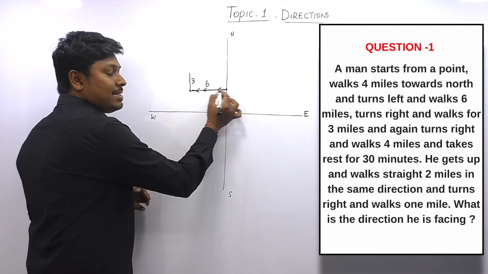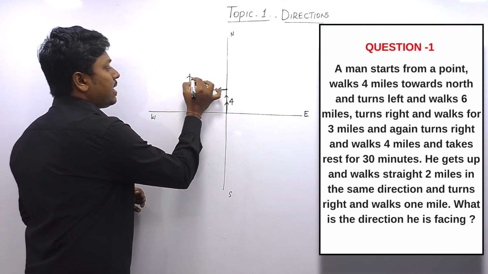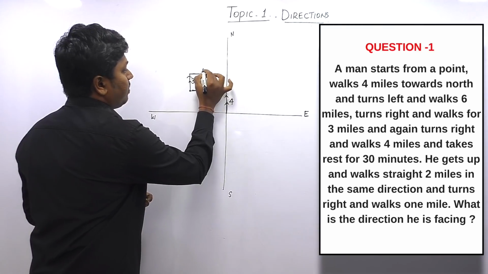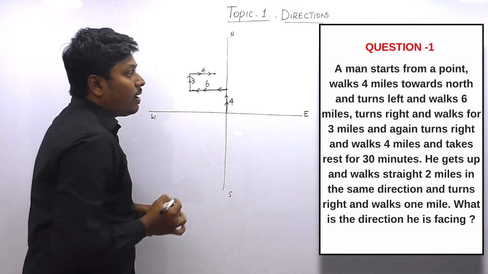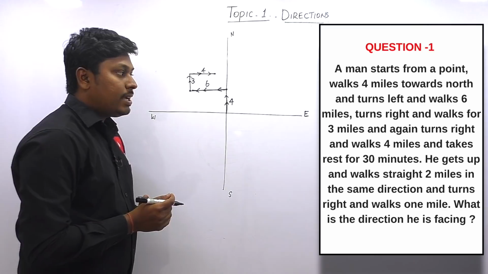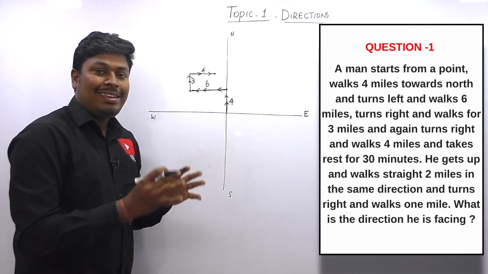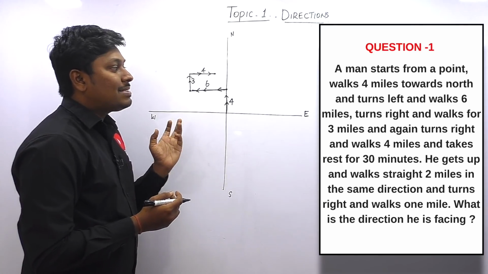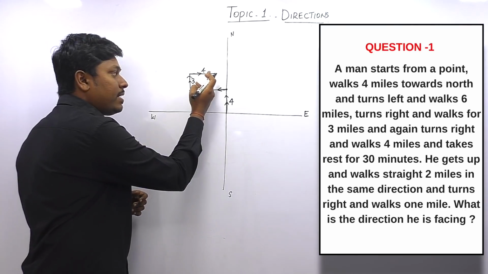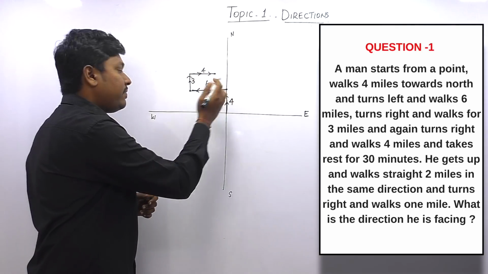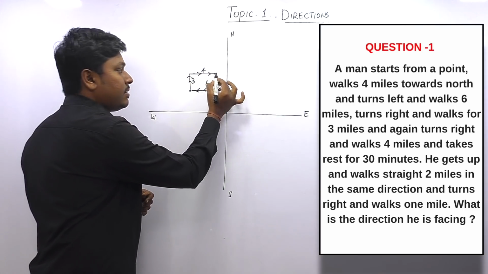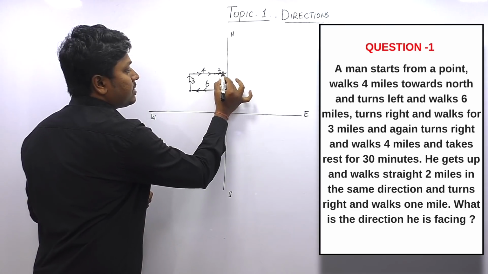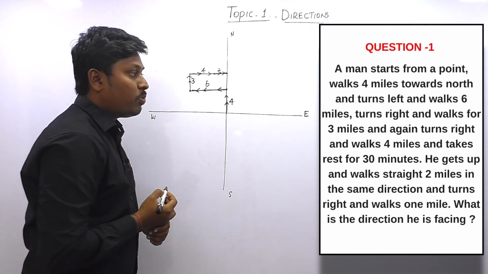And again turns right and walks 4 miles. We know that this will be 6 miles. From here, he is turning right and walking only 4 miles. Somewhere at this point. And next point, and takes rest for 30 minutes. So after reaching this point, he is taking rest for 30 minutes. Okay. And he gets up and walks straight 2 miles. Listen here, from this point, he is walking 2 miles straight. We already know that he is walking in this direction. So if he is walking straight again, definitely this will be 2 miles. So finally, he will be reaching at this point.